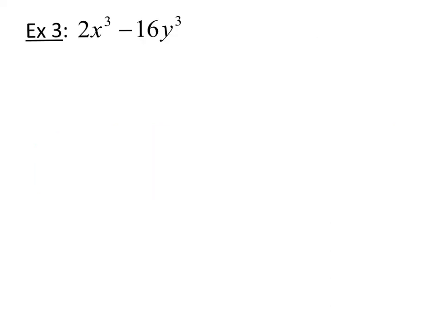Our last example today is this one right here, 2x cubed minus 16y cubed. Now, one of the big issues is I'm looking at these numbers here, 2 and 16. They were not on my list of perfect cubes. That's because what we're dealing with here is a GCF. Remember, that's the first thing we always look for anytime we're doing factoring. So a lot of times there's a GCF.